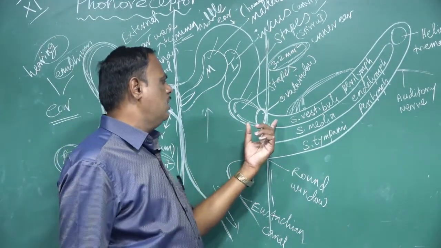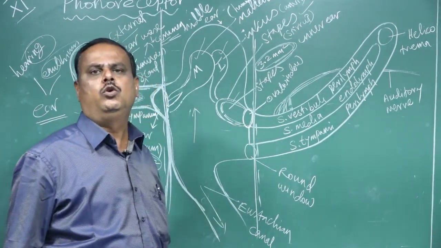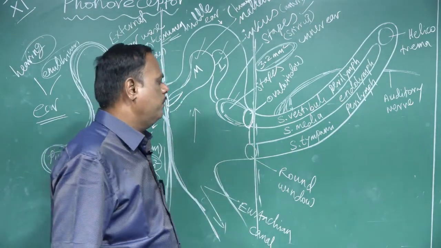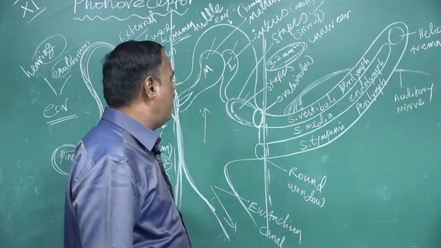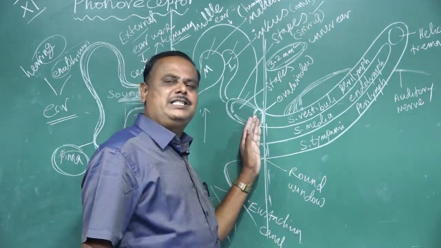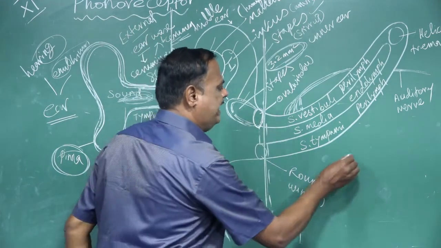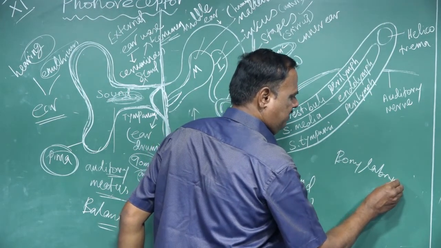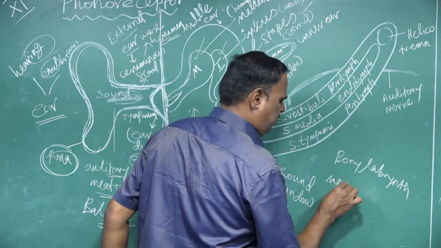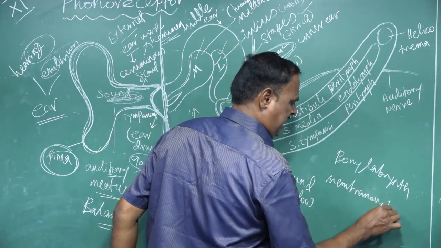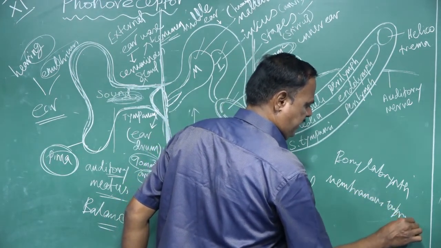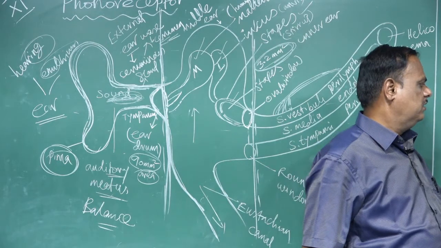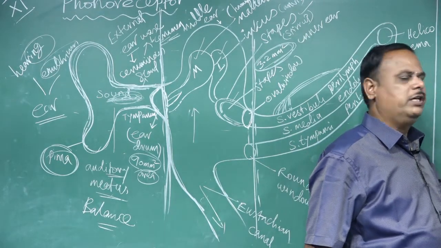The inner ear consists of bony labyrinth and also membranous labyrinth. Next we go for the inner ear. The inner ear consists of two parts. One is called the bony labyrinth. Another one is called the membranous labyrinth. The bony labyrinth consists of the semicircular canals, the vestibule, and the cochlea.